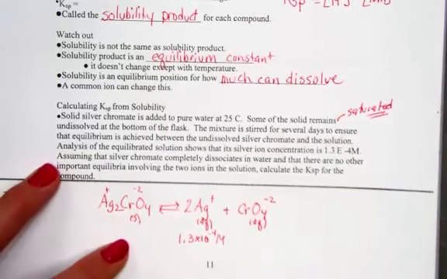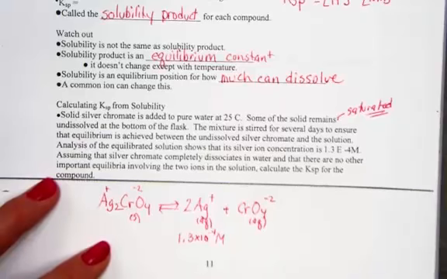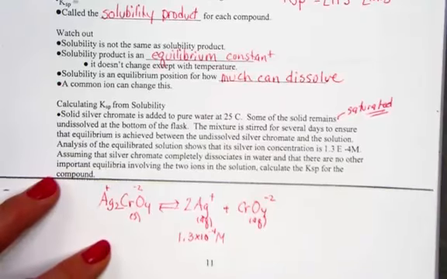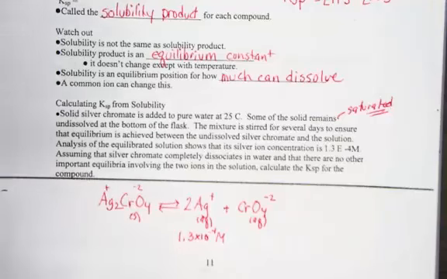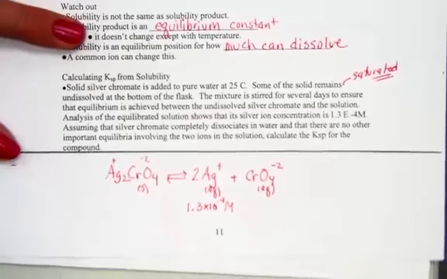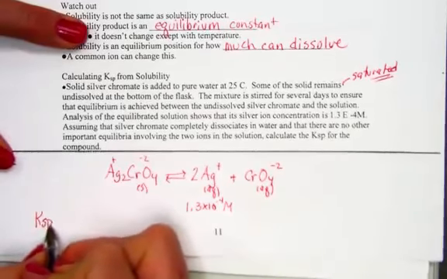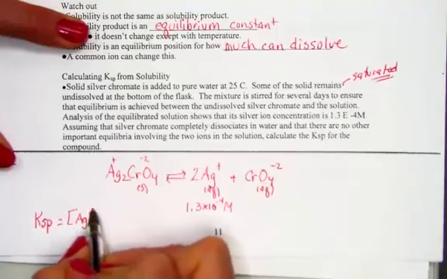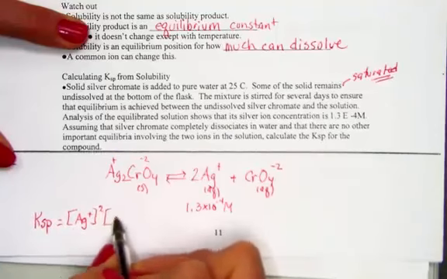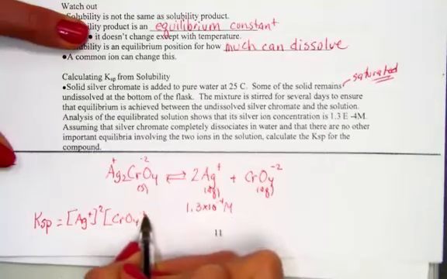Assuming that silver chromate completely dissociates in water and that there is no other important equilibria involving those two ions in the solution, in other words, no common ion effect that's going to interfere, calculate the KSP for this compound. Well, thinking about what the equilibrium is showing us, let's just begin by writing the expression for KSP. KSP will be shown by taking the concentration of the silver ion squared times the concentration of the chromate ion to the first power.